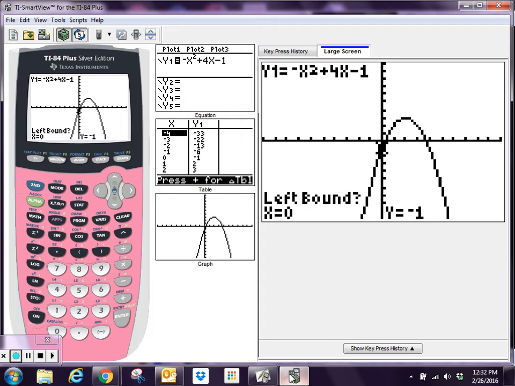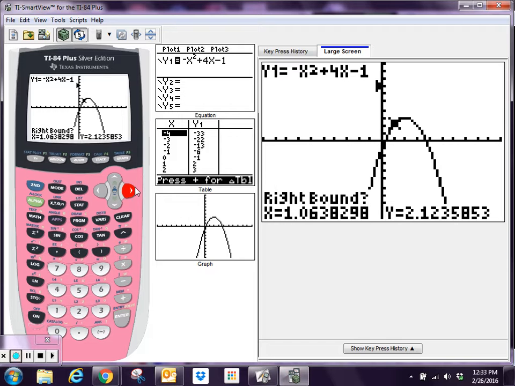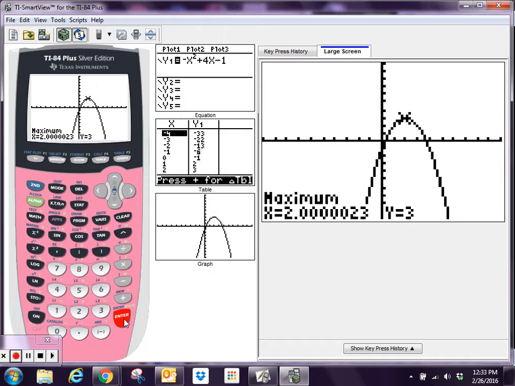Right now where my cursor is, that is the left side. If you notice the ordered pair at the bottom of your window, that is where your cursor is. So if you don't see your cursor in your picture, look at that ordered pair that tells you where it's at. Then you may have to go left or right to find it. Right now I'm on the left side, so I'm going to press enter. Now notice it says right bound. So I'm going to go anywhere to the right of my vertex. It doesn't matter how far to the right. And I'm going to press enter. It says guess. I need one more enter, and there is my maximum.